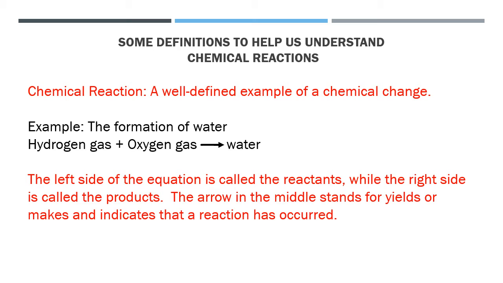Water is formed through the chemical reaction between hydrogen gas and oxygen gas. So we write hydrogen and oxygen on the reactant side of the equation, because they are what we are putting together. Water is written after the arrow because it's the product of the reaction, or the new chemical formed. So the left side of the equation is called the reactants, written on the left side of the arrow, and the right side is the product. The arrow in the middle stands for yields or makes and indicates that a reaction has occurred.